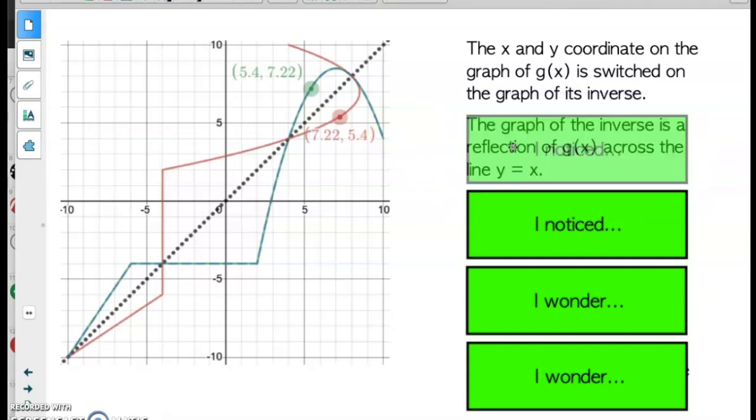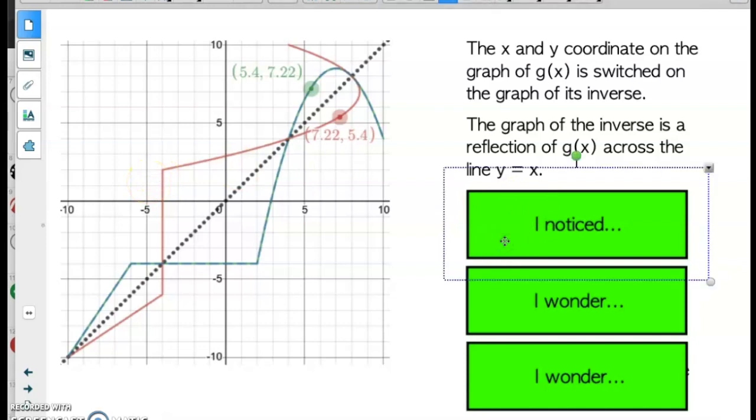Another thing we've noticed, the graph of the inverse is a reflection of g of x across the line y equals x. And that was part of the reason why that line was drawn in here. And we see that it looks as if this line would be where you could fold the paper or treat it as a mirror, and everything on one side of the mirror image is reflected on the other side.